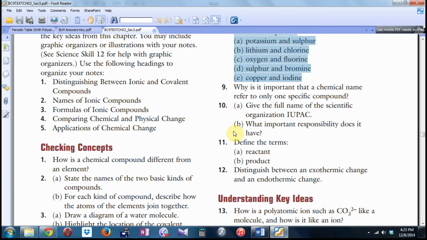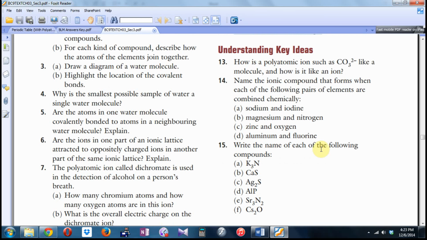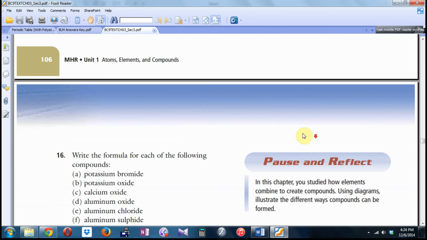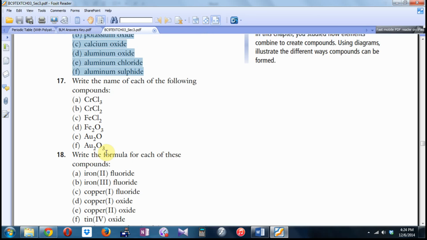9, 10, 11, sure. 12, sure. There's some concepts. What you can practice is the naming and the crisscross. So certainly 14 is good. Certainly 15 is good. I think 15, none of these are multivalent, so it's just going to be the IDE rule. They're all ionic because I see metal, metal, metal, metal, metal, metal. So no Roman numerals. 16, going from a word to a formula, sure. And I also see metal, metal, metal, metal, metal, metal. These are all ionic, and none of those are multivalent.